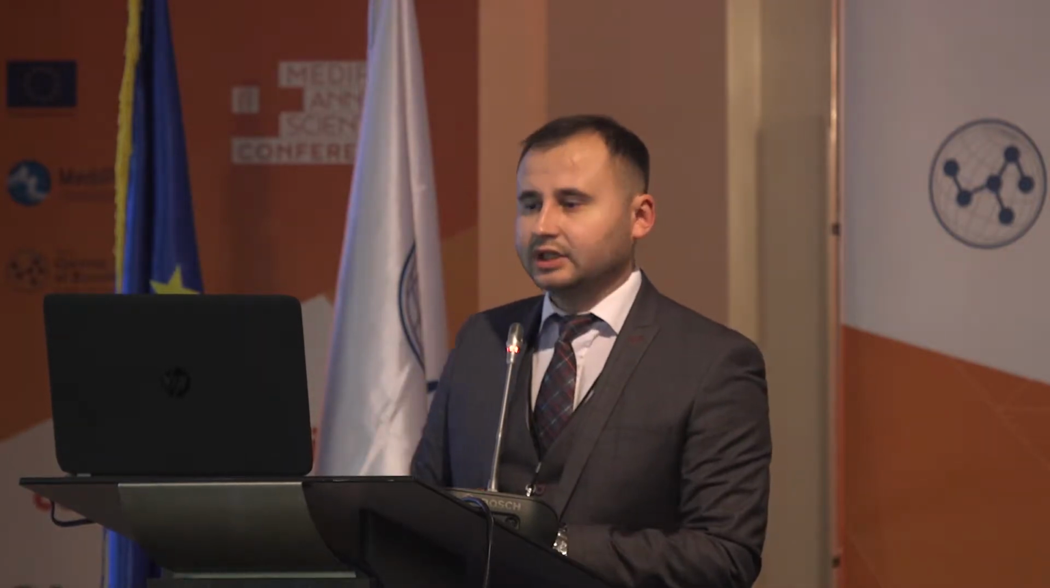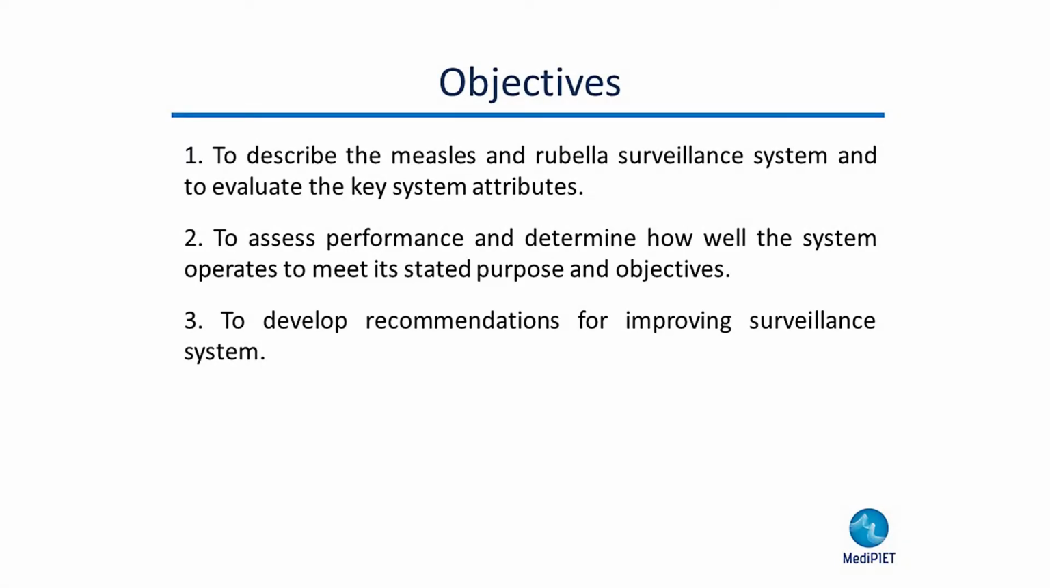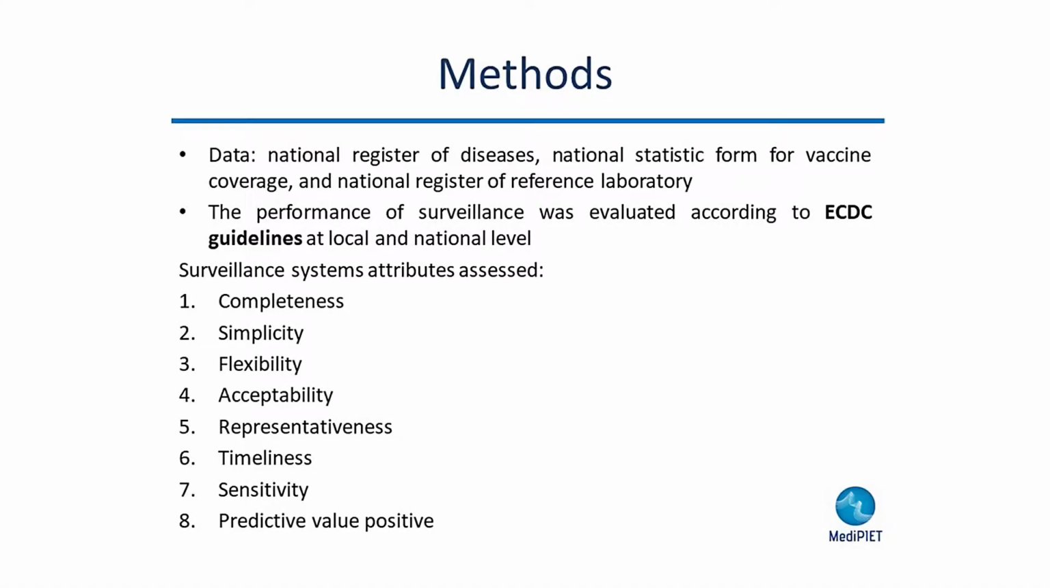The objectives of the study were to describe the measles and rubella surveillance system and to evaluate the key system attributes. And of course, to assess performance and determine how well the system operates to meet its stated purpose and objectives, and to develop recommendations for improving the surveillance system. All the data were collected from the National Registry of Disease, national statistics for vaccine coverage, and a register of the reference laboratory for the lab data.